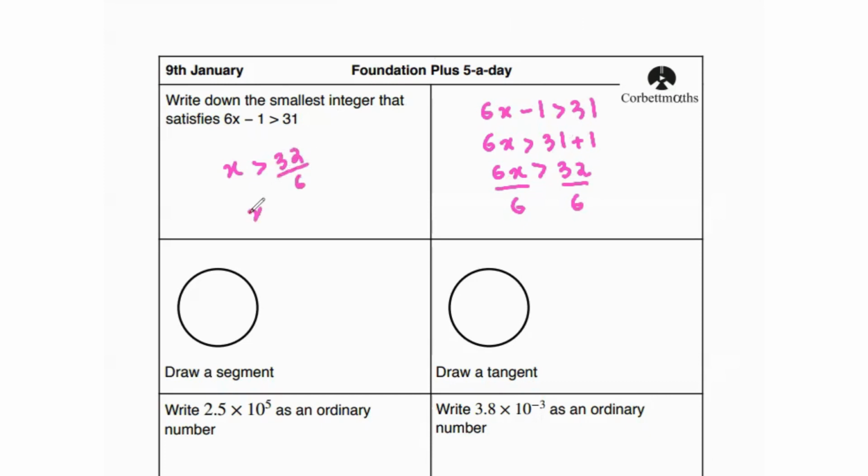Now 32 over 6 is 5.3 recurring. So it says smallest integer. The smallest integer that's going to be greater than 5.3 recurring is going to be x equals 6, because we need the minimum value. The values are greater than 5.3, so it can be 6, 7, 8, 9, 10, 11, 12, and so on for integers. But since it's the smallest integer, we say x equals 6. Not x equals 5, because x equals 5 is less than 5.3.